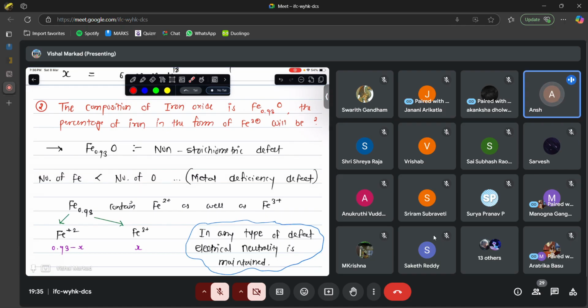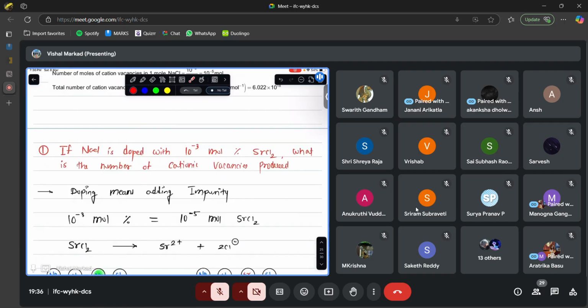The composition of iron oxide is Fe0.93O. Is this a stoichiometric defect or non-stoichiometric? Non-stoichiometric. Now look here. Which one is more, Fe or oxygen? The amount of Fe atoms is 0.93. What is the oxygen? 1. Who is more? Oxygen. Who is less? Iron. Oxygen atoms are more, iron atoms are less. So iron is the metal here.